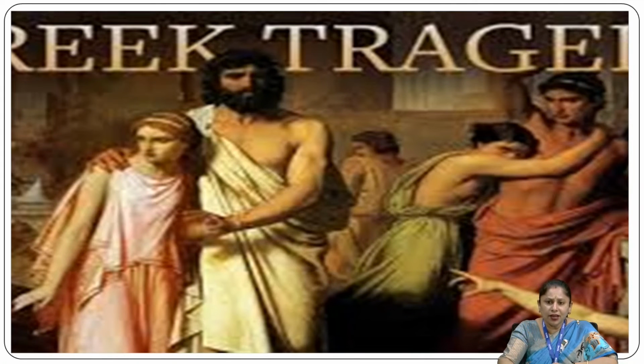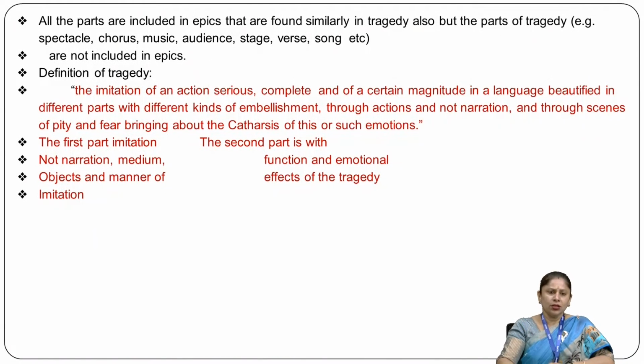Look, this is the picture of Greek tragedy, as we have to study Aristotle's Poetics, and its main focus is epic and tragedy. So you can see this picture of Greek tragedy. Now let's go to the parts which are included in epics and are found similarly in tragedy also, but the parts of tragedy are spectacle, chorus, music, audience, stage, verse and song, which are not included in epics. So as I told you, tragedy and epic are very important to be studied in his Poetics.